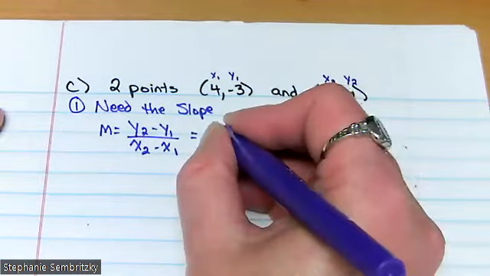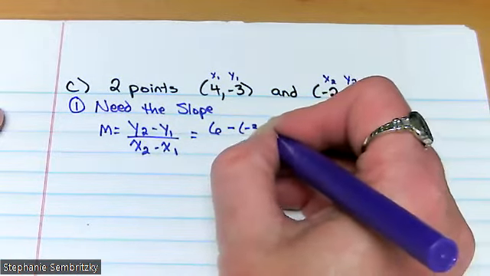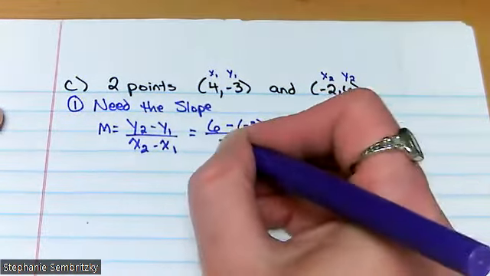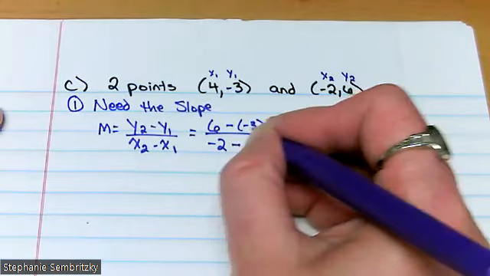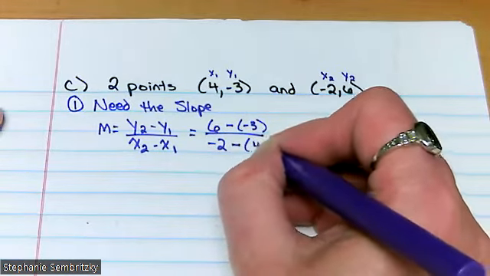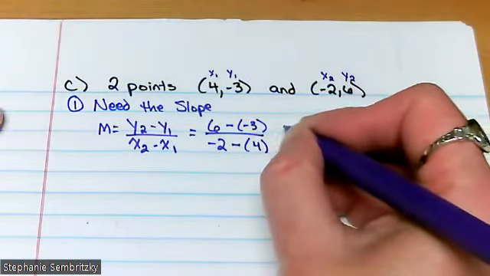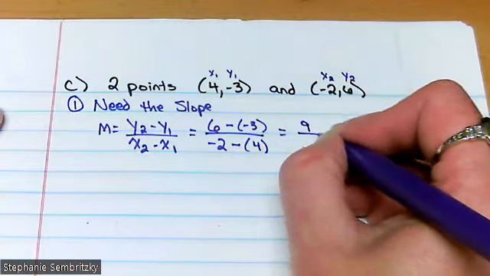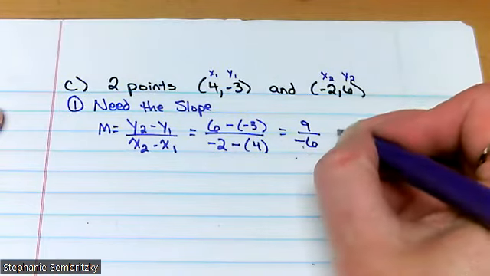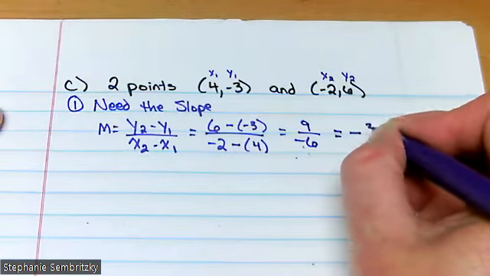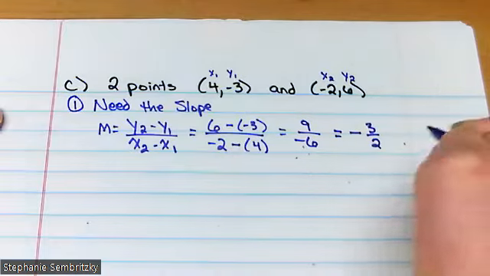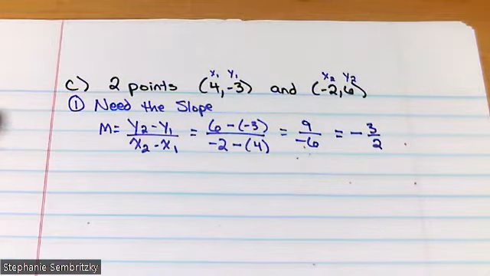Y2 minus y1, so 6 minus a negative 3 over negative 2 minus the 4. That's going to be, let's see, that's 9 divided by negative 6. I'm going to reduce that to negative 3/2. That means that's going to be going downhill.